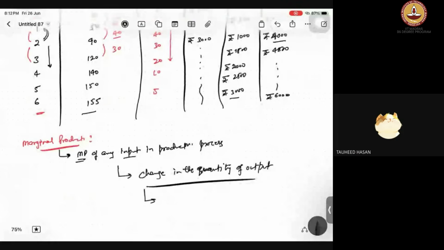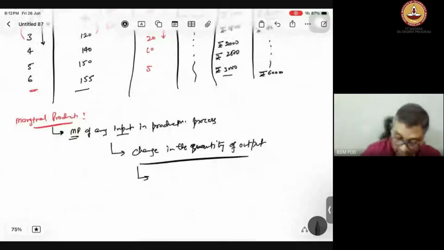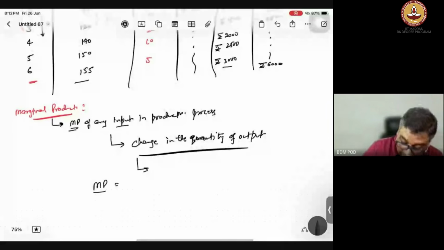Sir, I have a question. It is not just about increments, it is about change, that we can also reduce the number of workers and calculate the marginal product. Yes. Marginal production, you can say, is basically the change of your output.